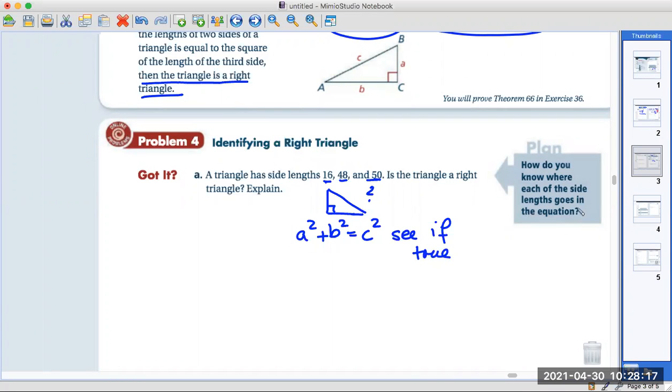How do you know where each of the side lengths goes in the equation? You just have to watch for C. The longest side, C, now the other two, A and B, can be interchanged or interchangeable.